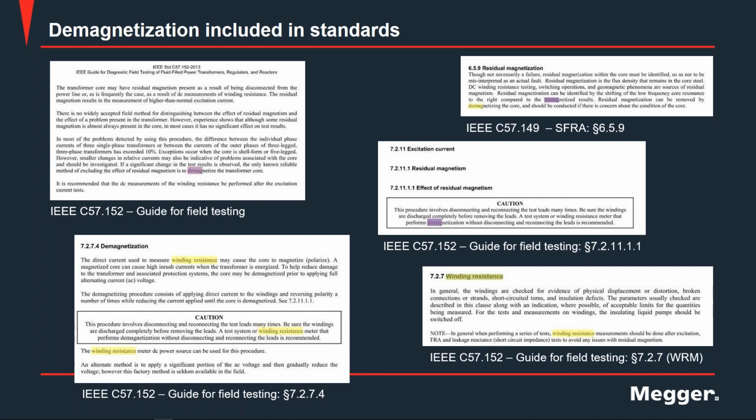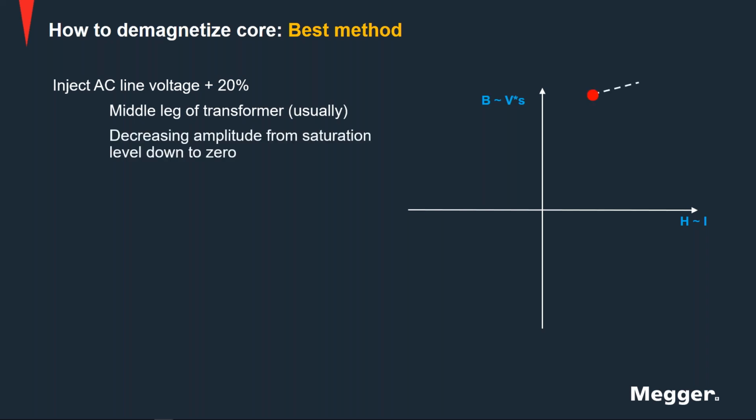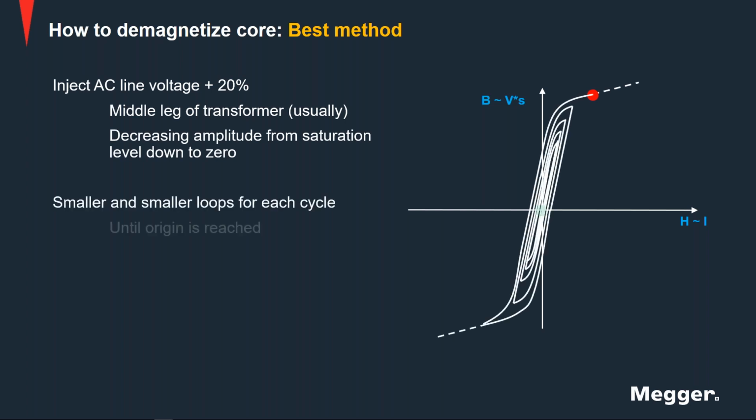So now that we see that we should demagnetize, not just based on Megger recommendations but also based on the different standards that are out there, how can you demagnetize the core? Well, there is one method that is better than all of the rest, and this will involve injecting AC line voltage at frequency plus 20%. So 120% of AC line voltage. Typically, this is done on the middle leg of the transformer. And then what you're going to do is decrease the amplitude from saturation level down to zero with smaller and smaller loops for each cycle until the origin is reached.